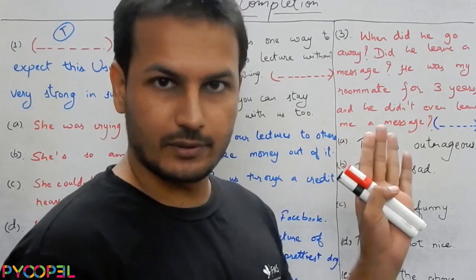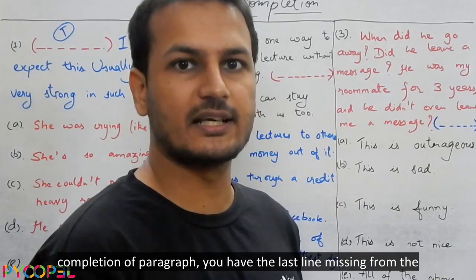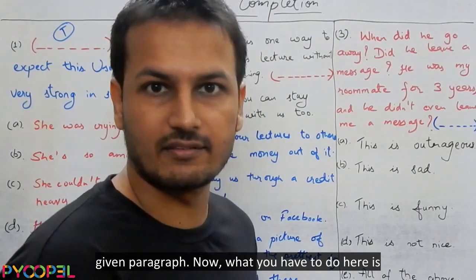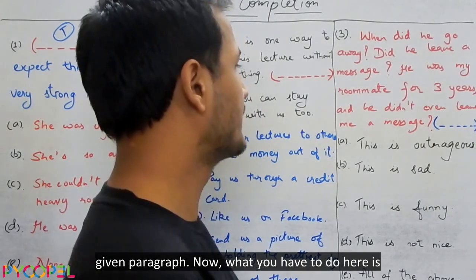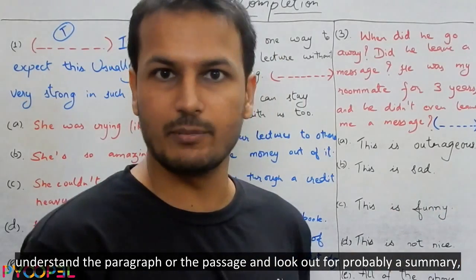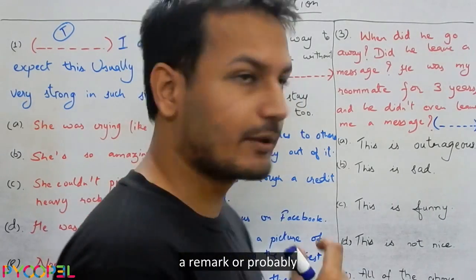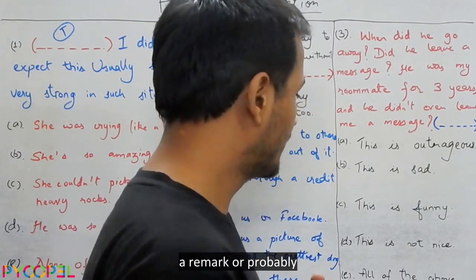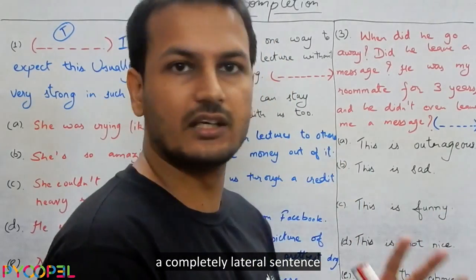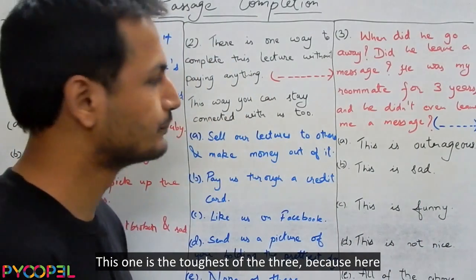In the third type, which is normally also called the completion of passage or logical completion of paragraph, you have the last line missing from the given paragraph. Now what you have to do here is understand the paragraph or the passage and look out for probably a summary, a very short, a very pithy summary, or probably a remark, or probably a completely lateral sentence or a remark on the understanding or the idea of the paragraph.